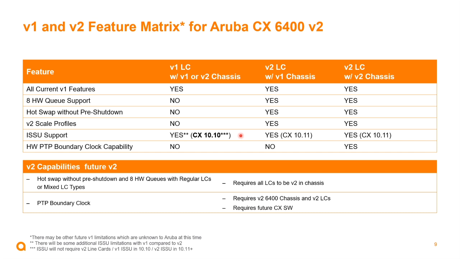We also have in-service software upgrade support as well. For version 1 line cards you must have 10.10, and for version 2 line cards you must have 10.11, which is due to be released soon. We also have PTP boundary clock capability, but that is only applicable when you're using version 2 line cards in a version 2 chassis. So that covers all the details around the extra features available and how you can mix and match line cards to chassis.